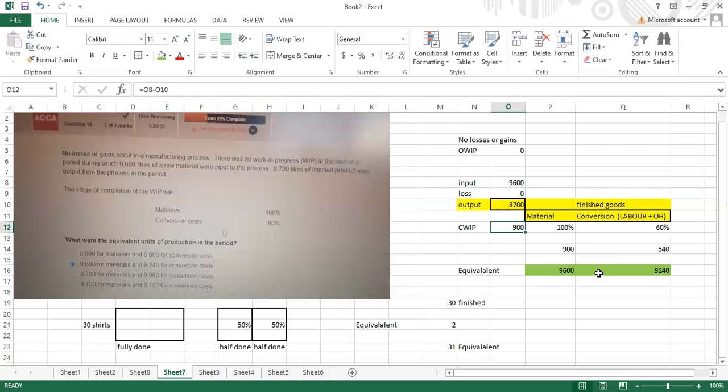And then whatever it asks you, please read the requirement carefully in the exam. It can ask you what is the closing work in progress value from the conversion point of view, that is, the unfinished units, or maybe the equivalent work in progress. But now it is saying overall, what were the equivalent units of the production in the period. So this is why you are going to add this with this, and B is the right answer.